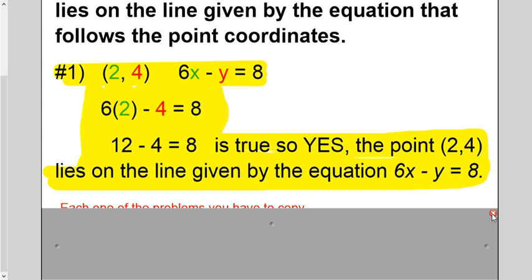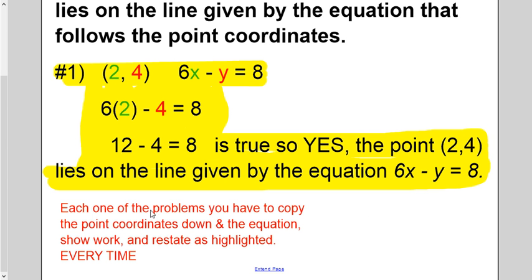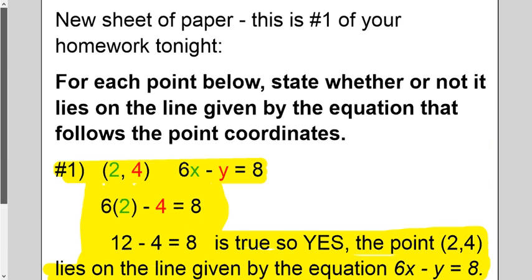Listen, for tonight's homework, I want you to copy down each one of these problems on the section for 5.8. Then for the other questions, you can write it right there on the worksheet for 5.9. But for these right here, the style of saying, is this point on this equation? What's highlighted here should be what shows up for every single one of your questions on a separate sheet of paper. Again, a new sheet of paper.